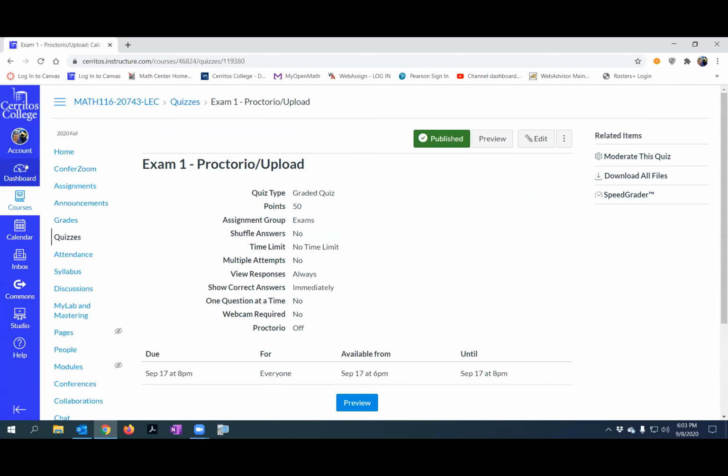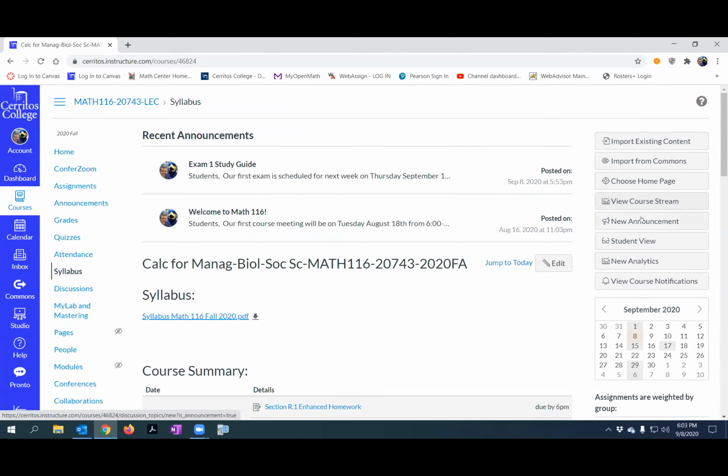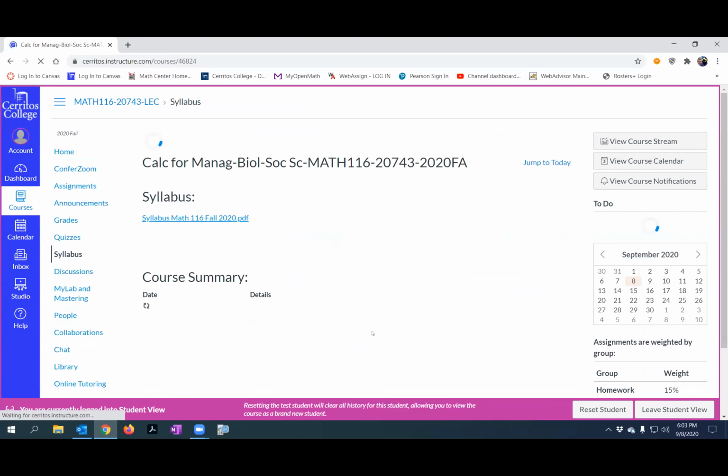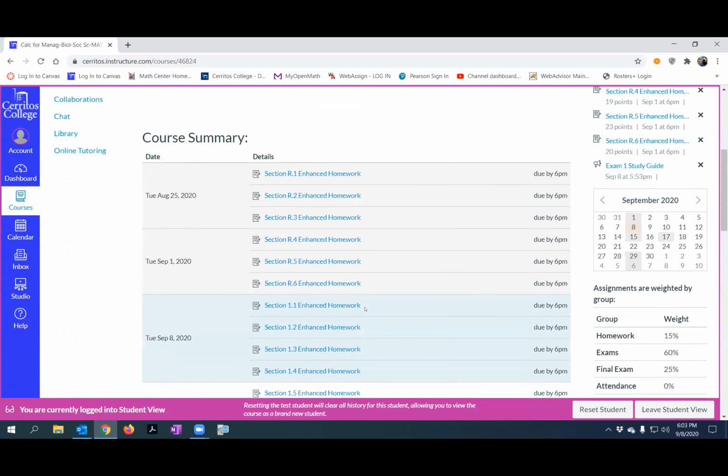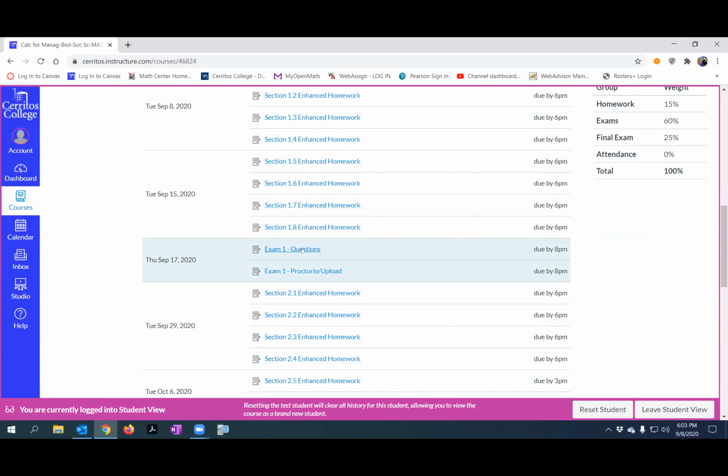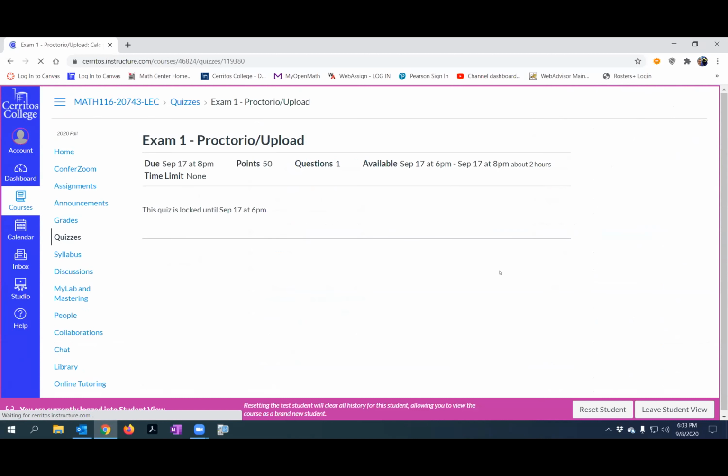Let me go back home. Let me view this as a student. Okay, so here's the student view. And again, here's exam one questions, exam one Proctorio upload. Again, you won't have access to this until exam day, but you'll click on Proctorio upload, and then it says this quiz is locked. Let me show you what it's going to look like.